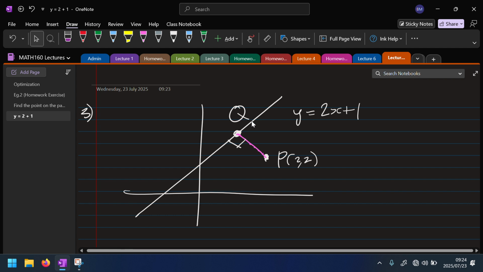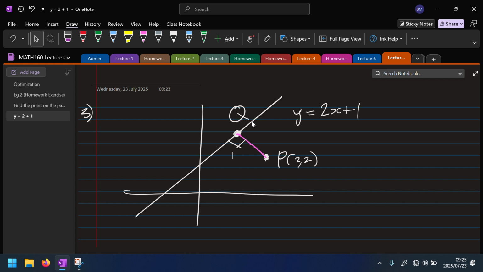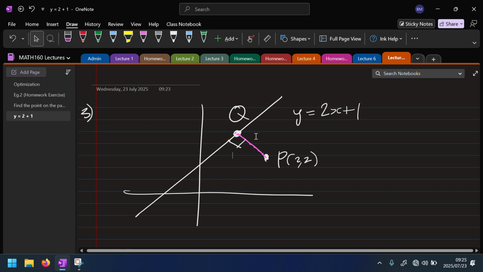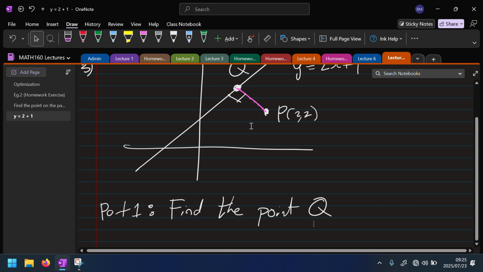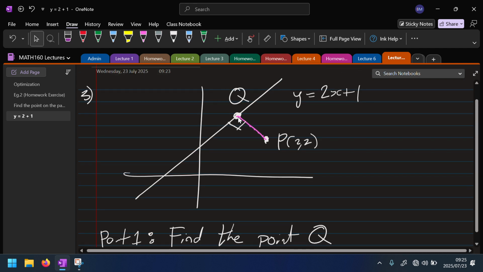So let's have a look at part 1, finding Q. Once we have Q, then we can find that line and then show that it's perpendicular. So part 1, find the point Q. We're going to do it exactly the same as we did last time. So we've got this point Q, we don't know what Q is, it's some (x, y). We want the distance between them.